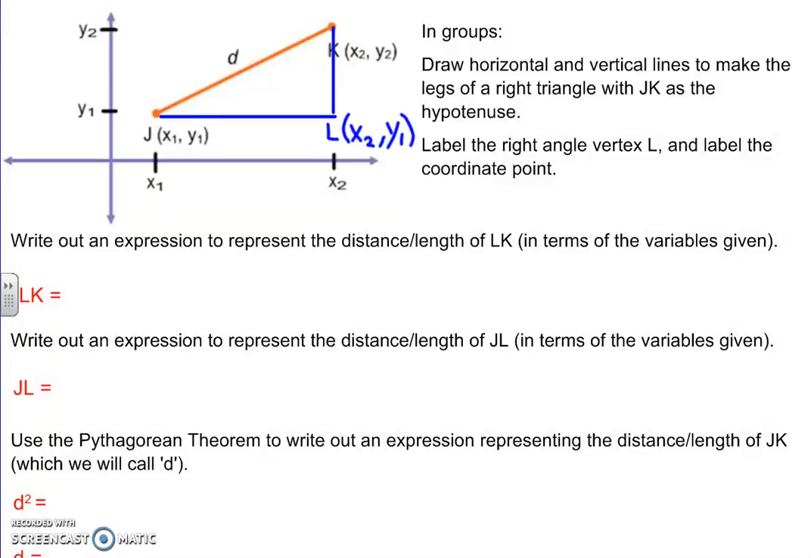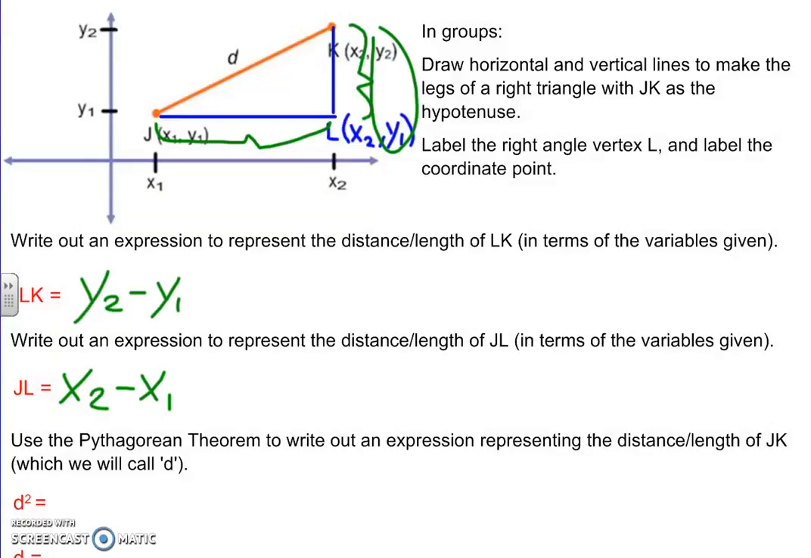So for us to calculate the distance for LK, what we want to look at is what's this distance? Well, these stay the same, but these change. So the distance is going to be y2 subtract y1. And the same idea here is that our x changes, but our y stays the same. So our distance for JL is going to be x2 subtract x1. And we look at this and we see that this is a right triangle.